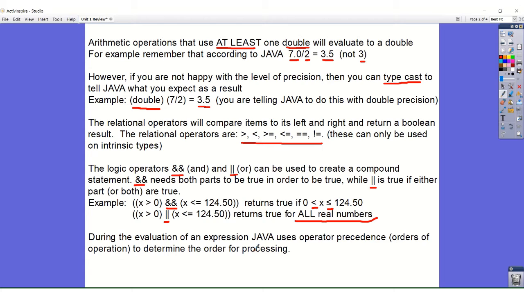During the evaluation of a Java expression, we use our operator precedence order. So that's what they call it in Java, but in math, we just call it our orders of operation to determine the order for processing. So things like parentheses come first, exponentials, then multiplication, division, addition, subtraction. The and and the or operators come later, but usually we use parentheses anyways to indicate what we want done first. So just make sure you know your orders of operation for working with a Java program.